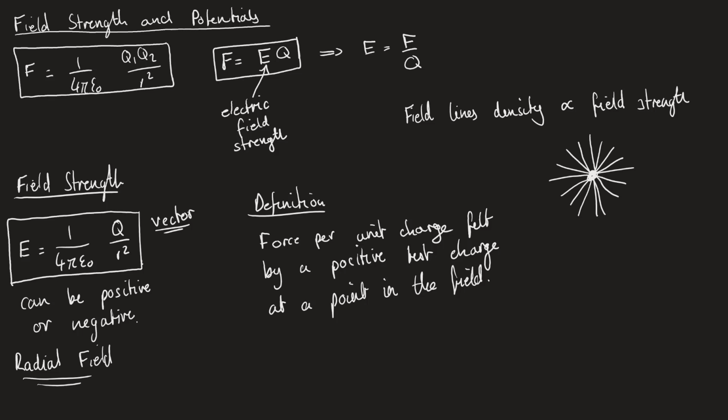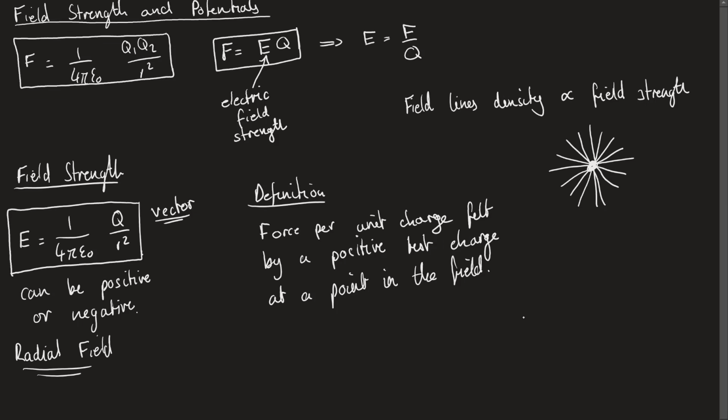And from here, we can go forward and look at the potentials in an electric field. So potentials we have defined before as being the work done per unit mass. Now we're obviously going to change that to charge. And we said there was a relationship between the field strength and the potential. And this is also true.